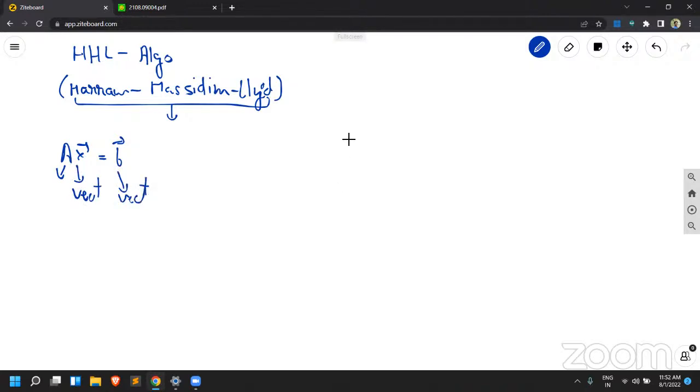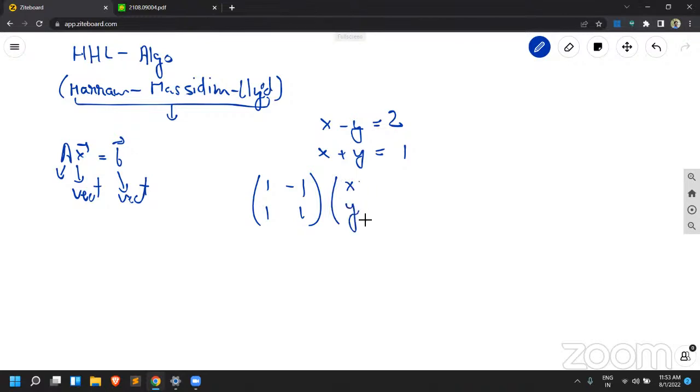So it's like we all know we have a set of equations like x minus y equal to 2 and x plus y equal to 1. We can solve it either by adding or subtracting these two equations together or by the matrix representation. In matrix representation, we will have a matrix 1 minus 1 plus 1, which is the coefficients of x and y in both the equations, a vector for the variables x, and a vector for the constants.